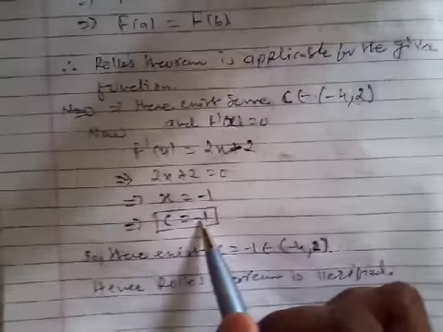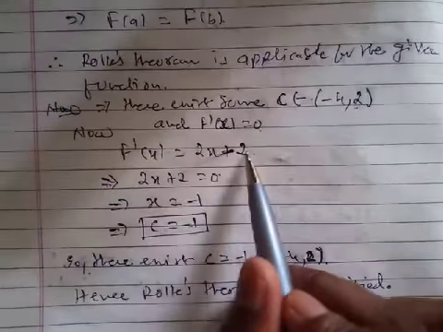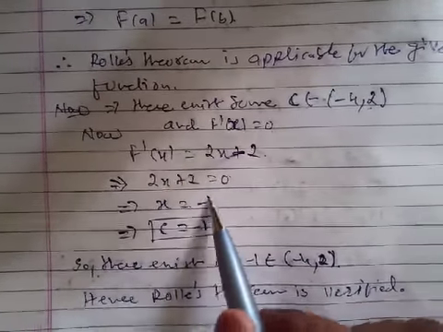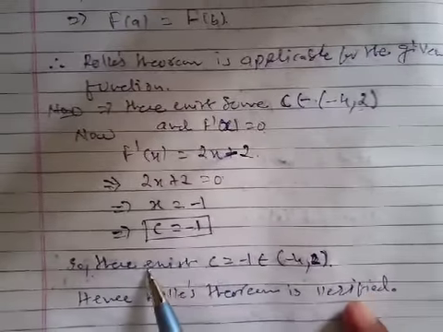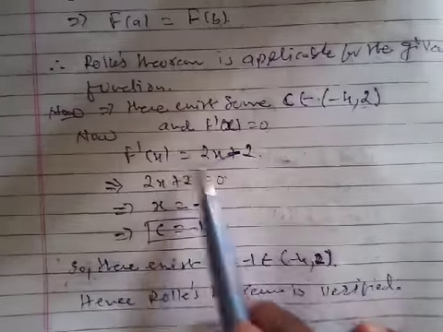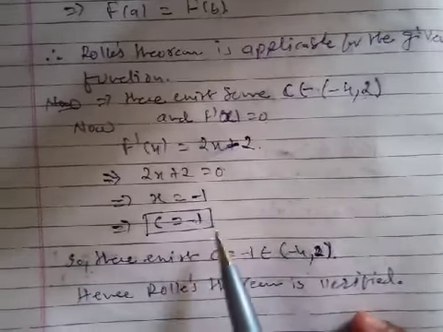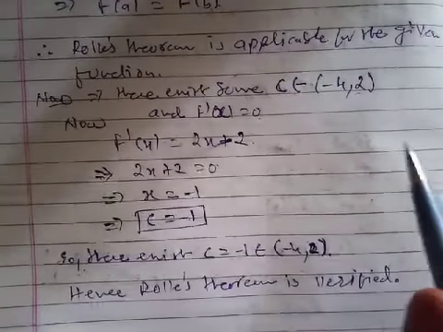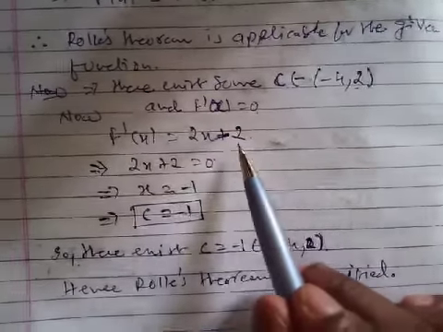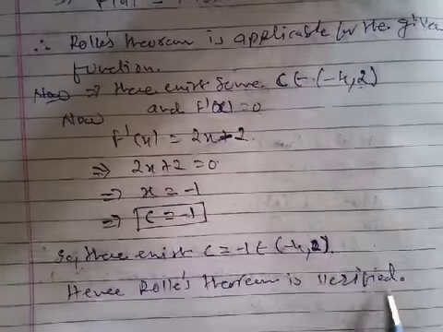f dash of c is minus 2 plus 2, so this will cancel out, equal to 0. So c is equal to minus 1. So we got a value c, for which f dash of c becomes 0. If you substitute and get 0, it implies f dash of c is equal to 0, and therefore Rolle's theorem is verified.